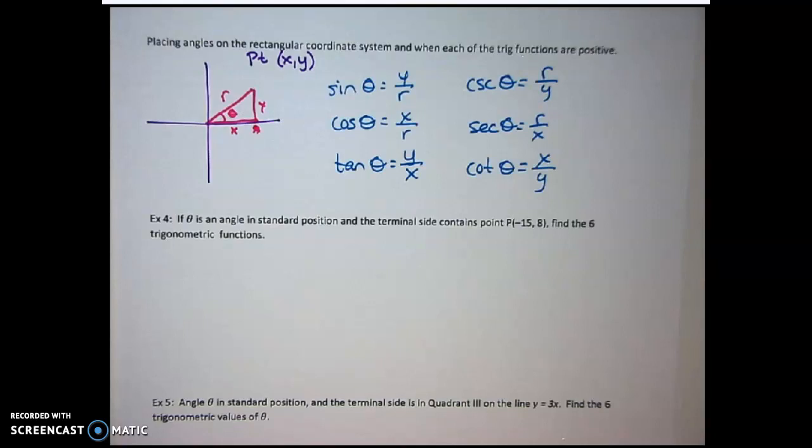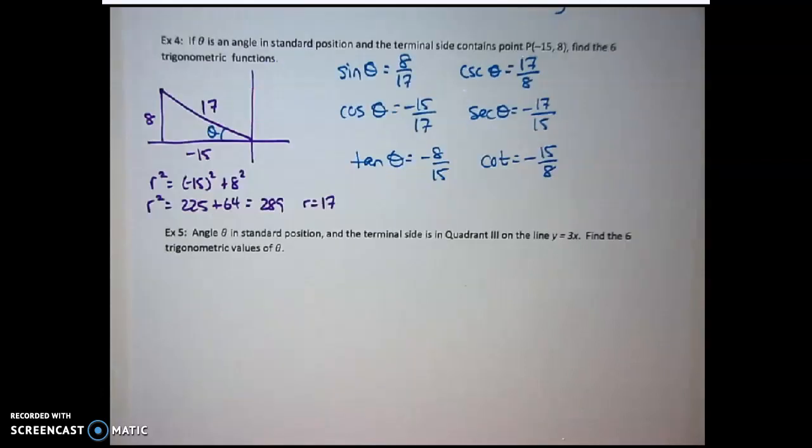So using those definitions we had earlier, we have those in very general terms. And now using that x and y is now negative 15h. So go ahead and do example 4, please. And there's that r and those 6 trig functions. Keep in mind your r doing the Pythagorean theorem is always going to be the positive number. Now I would like you to try to do example 5.